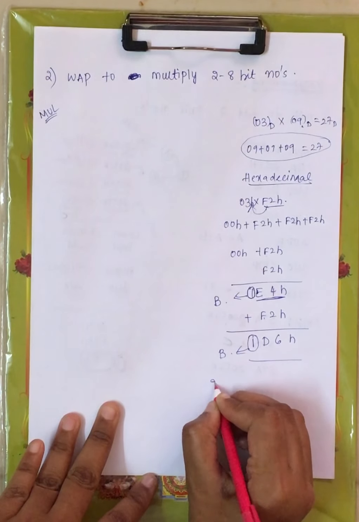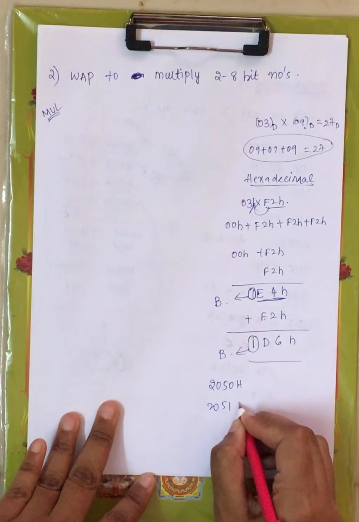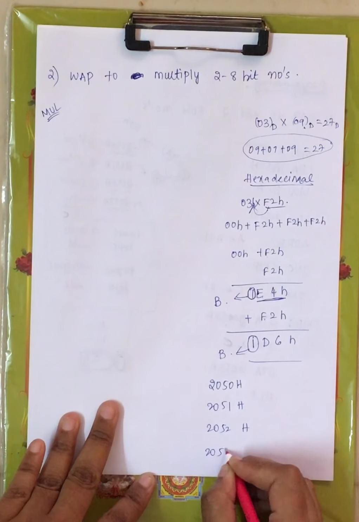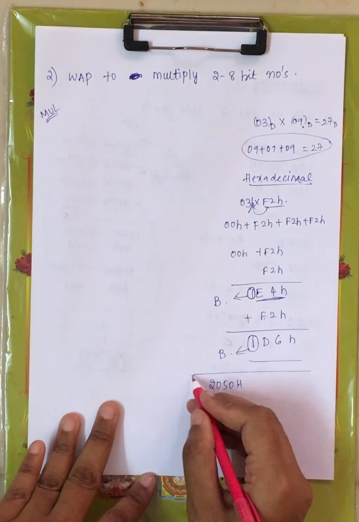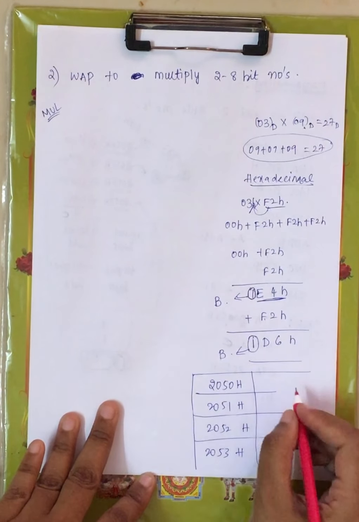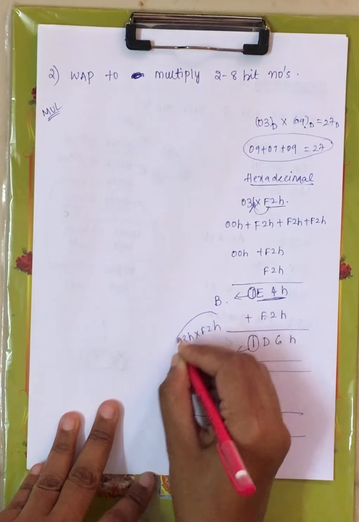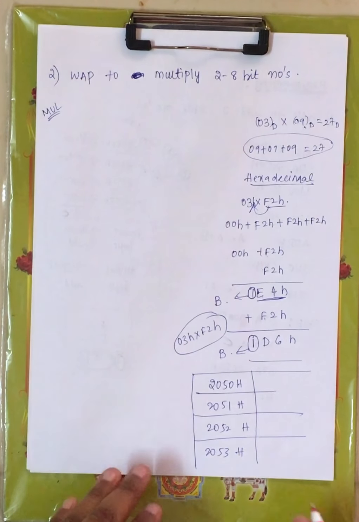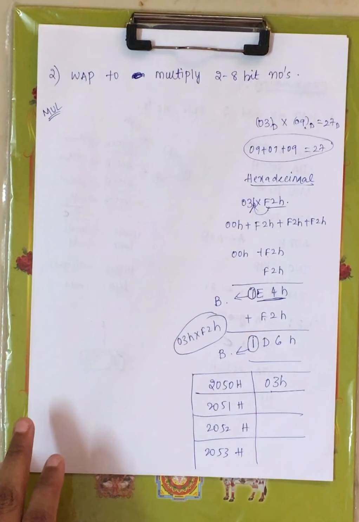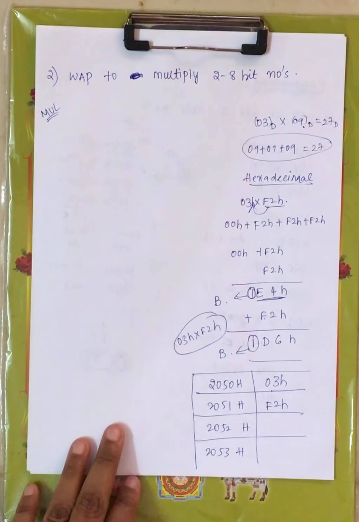Now let us assume 4 memory locations: 2050H, 2051H, 2052H, 2053H. For the first memory location I am storing the first number. We are multiplying 03H into F2H, two 8-bit numbers. Now what is the first number? 03H. The first number is stored in memory location 2050H. Now what is the second number? F2H. F2H is stored in 2051H.